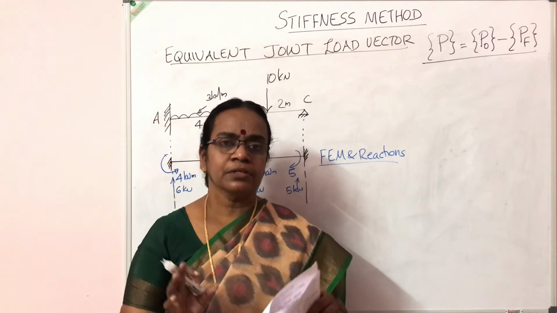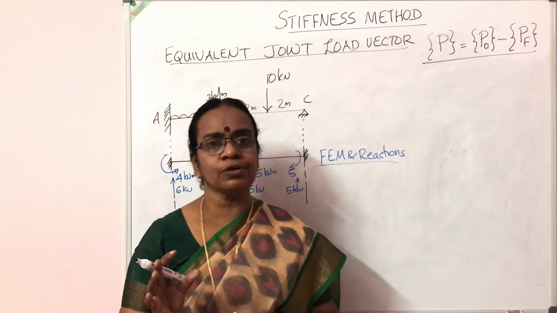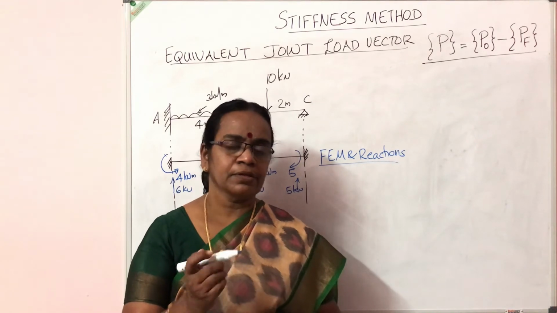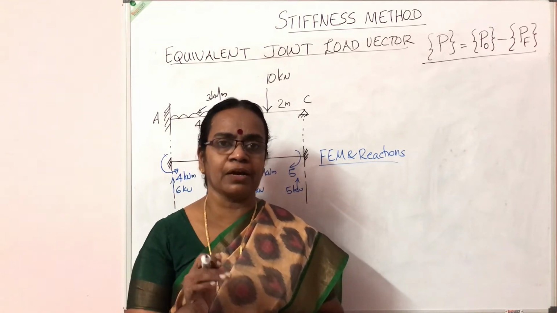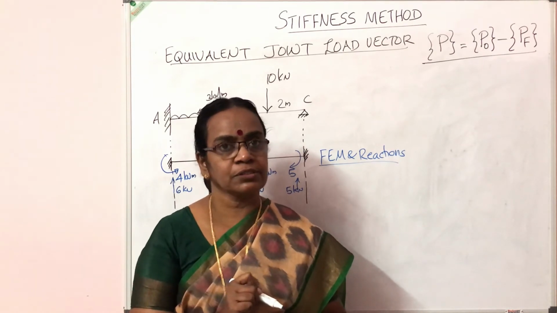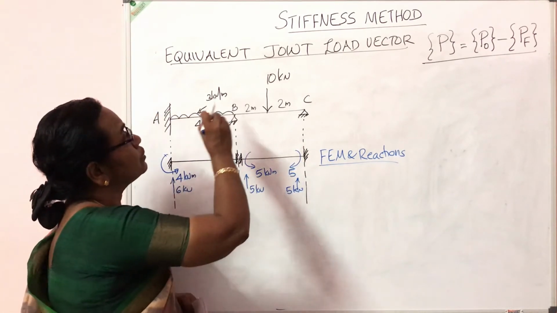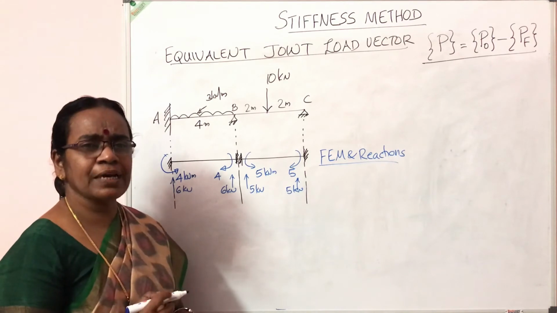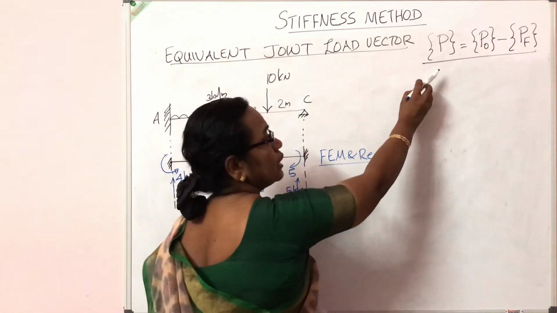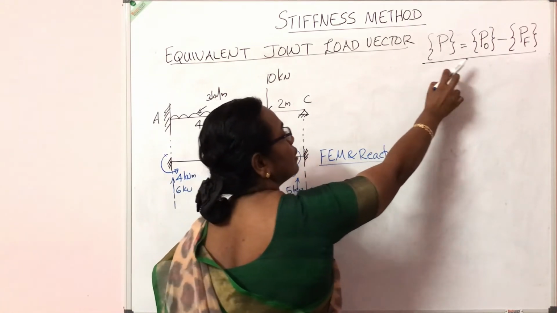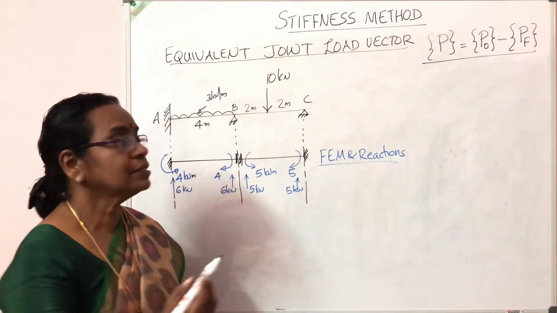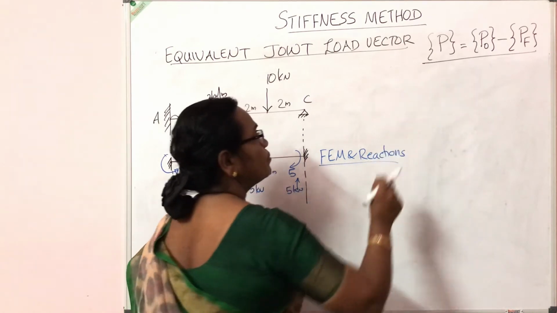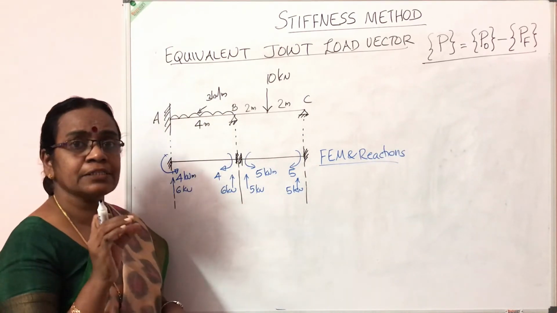As I have mentioned, in the element approach, all the loads acting on the elements must be converted to the corresponding values or the equivalent values acting at the nodes. So let us see what is the equivalent joint load vector. When we do a numerical example, we can directly use it. The equivalent joint load vector P is equal to P0 minus PF. In that, this P0 is if there are any loads acting in the nodes.